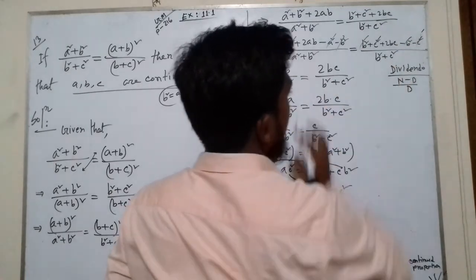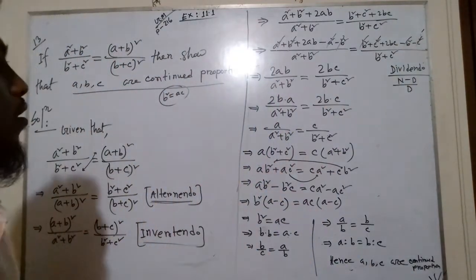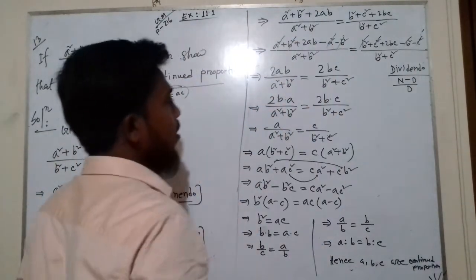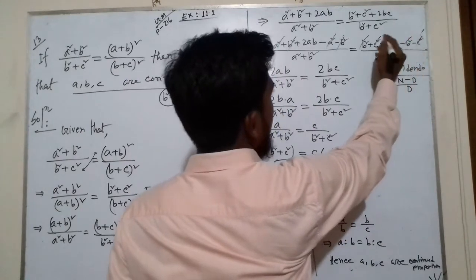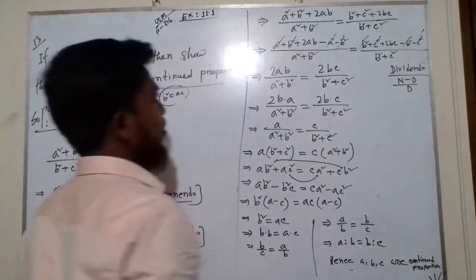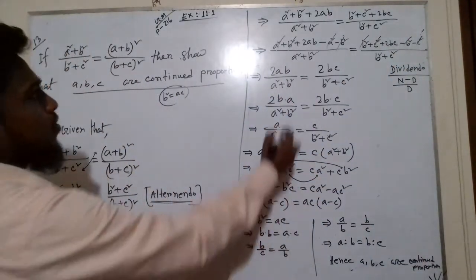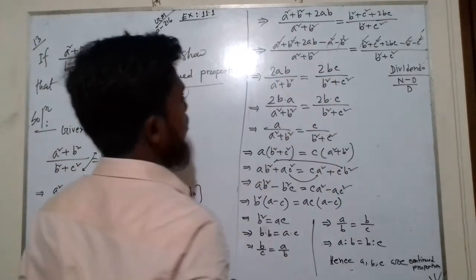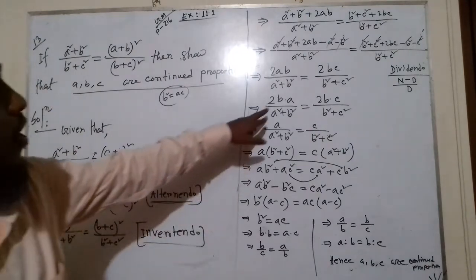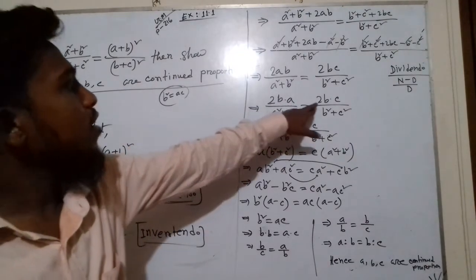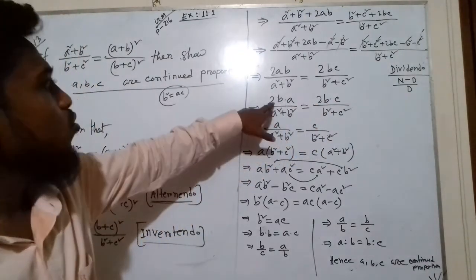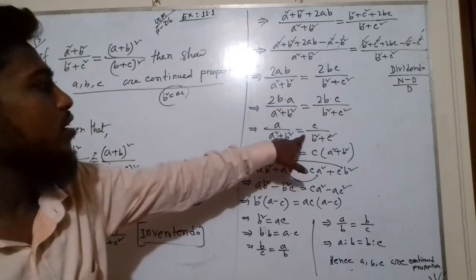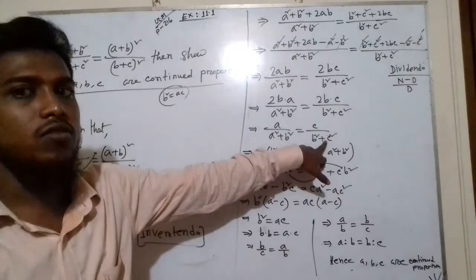Divided by denominator. So a square minus a square cancel, b square minus b square cancel, and b square minus b square cancel, c square minus c square cancel. Then we can write 2ab divided by a square plus b square and 2bc divided by b square plus c square. Here we can write 2b into a and 2b into c. So 2b and 2b are cancelled. So we can write a by a square plus b square equal to c by b square plus c square.